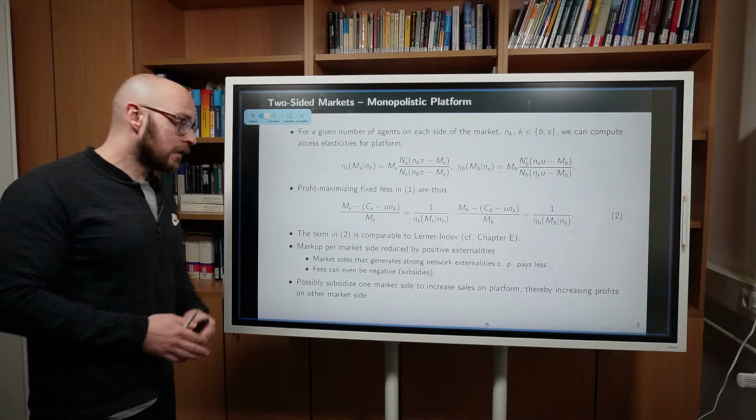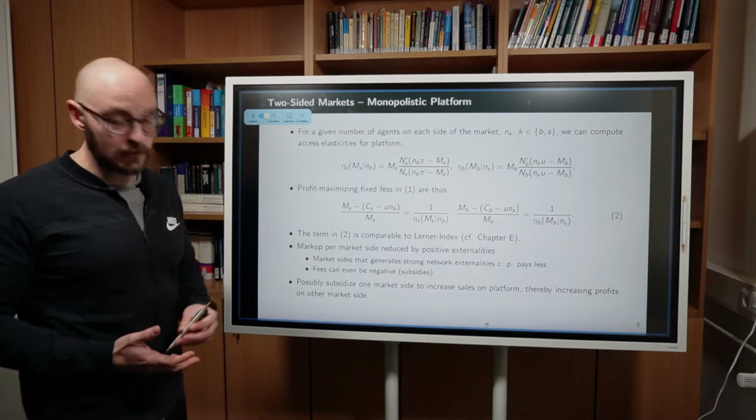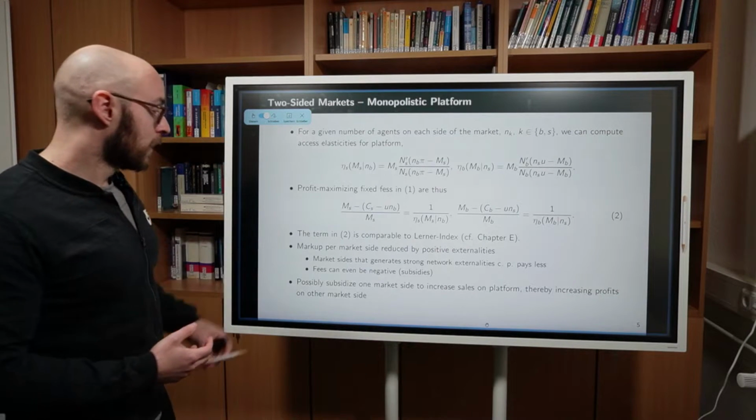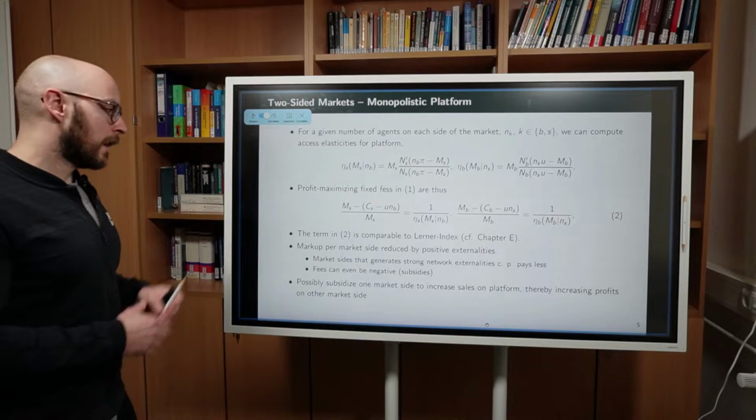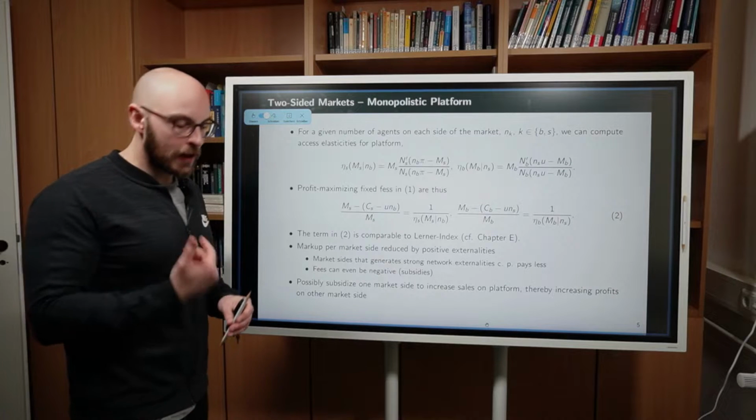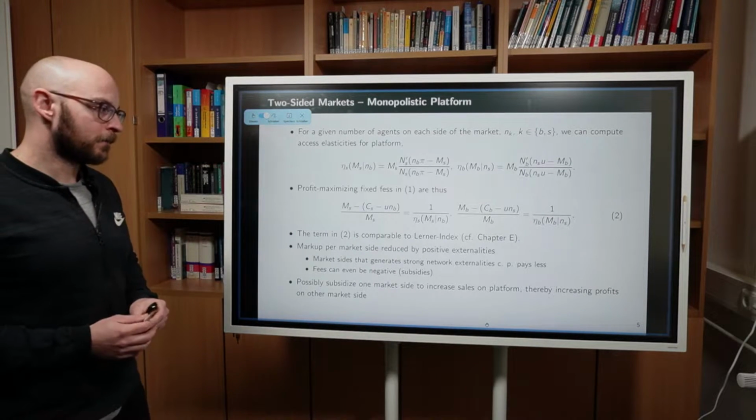And that could even lead to a situation where you subsidize one market side directly by charging them fixed fees that are below your cost of access, right? And that can happen if the externalities that are generated by that market side are small, right?